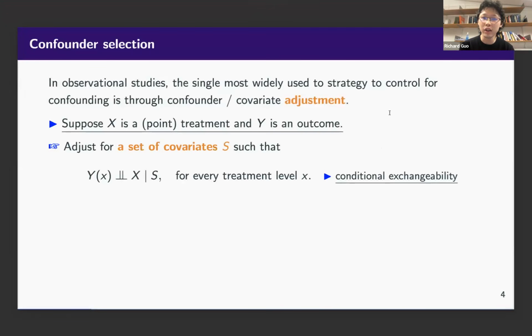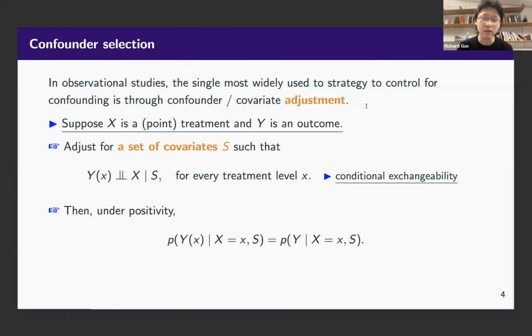And the strategy I mentioned is just through adjusting for a set of covariates S. The S should satisfy the so-called conditional exchangeability, meaning that the potential outcome Y indexed by X is independent of X in every stratum defined by such a covariate set S, for every treatment level X. Once you have this condition, then under a further assumption about the positivity of the treatment level, we can identify, basically on the left you have this causal query, on the right you have this observed conditional distribution, and that is the basic idea underlying the identification of many effects, such as the average treatment effect and average effect on the treated.